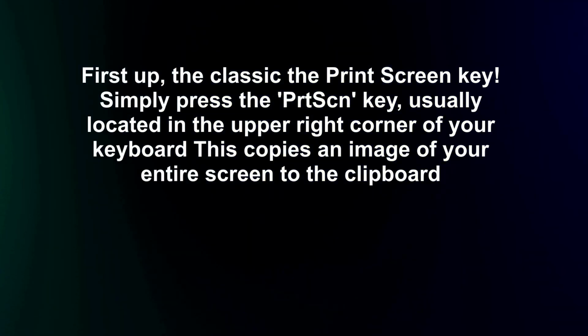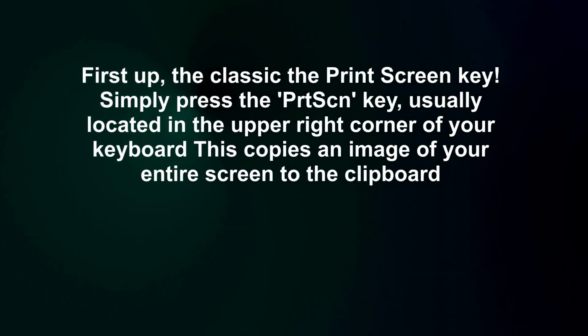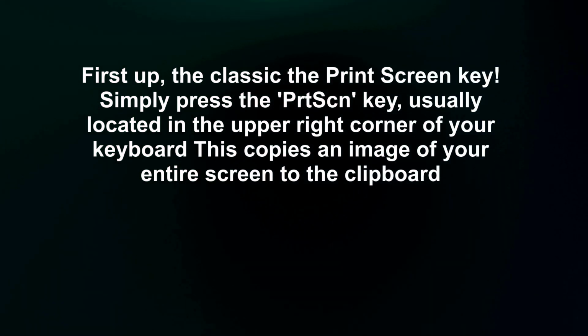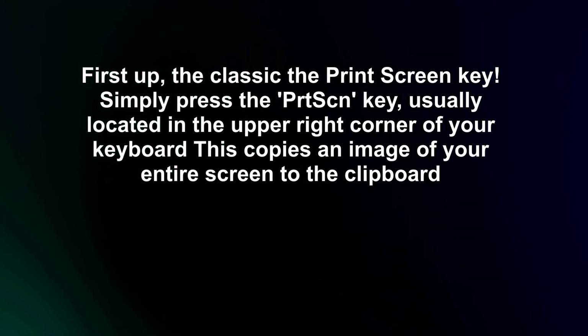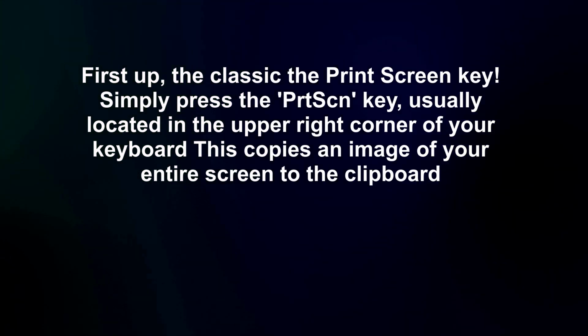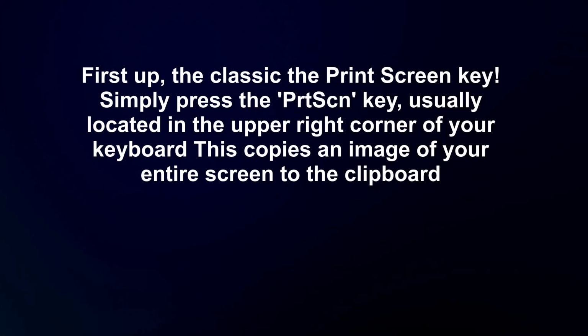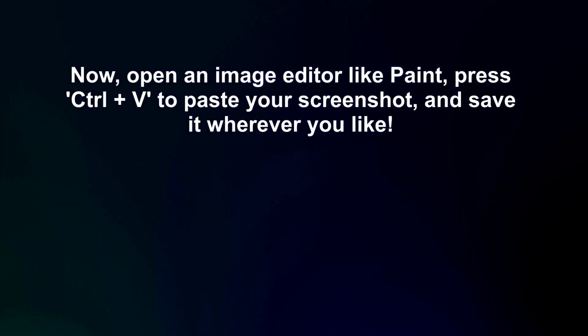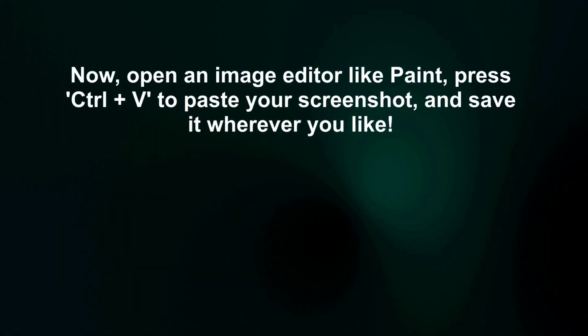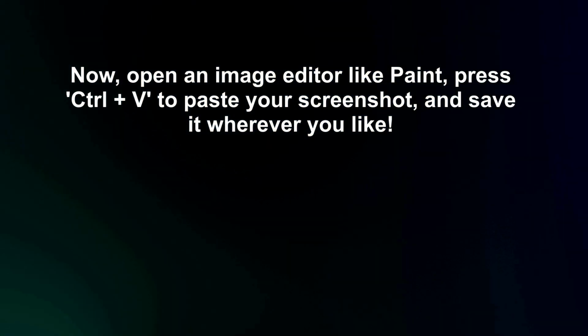First up, the classic Print Screen key. Simply press the PrtScn key, usually located in the upper right corner of your keyboard. This copies an image of your entire screen to the clipboard. Now, open an image editor like Paint. Press Ctrl+V to paste your screenshot, and save it wherever you like.